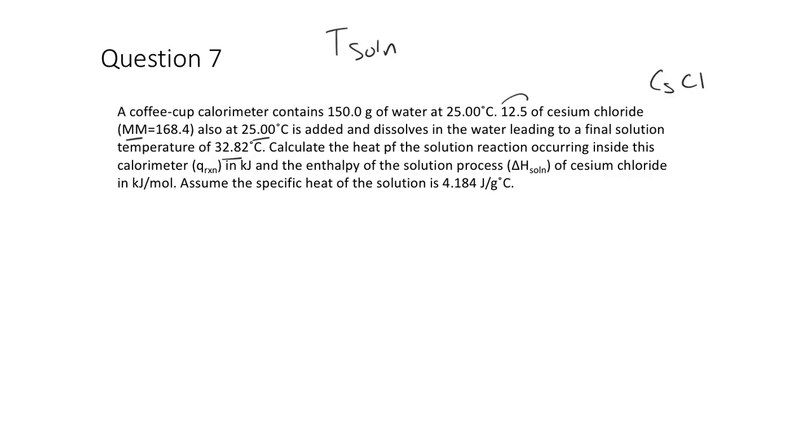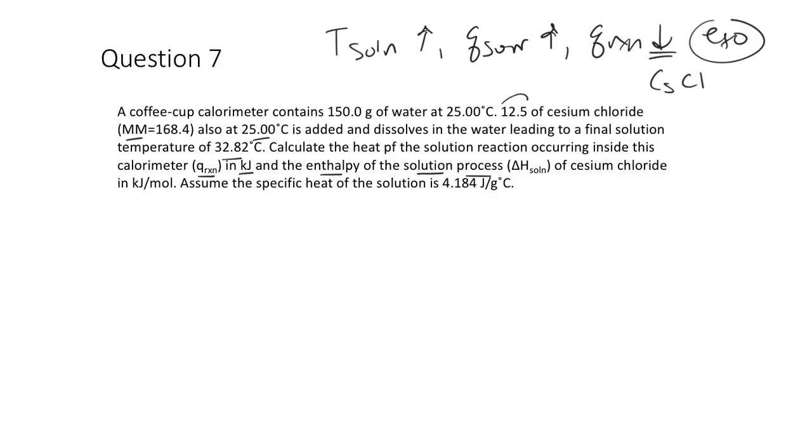The temperature of the solution, which is the surroundings, increases. So the temperature of the surroundings increases, so the heat of the reaction had to drop here. And so this is an exothermic reaction. The sign on delta H should be negative. Calculate the heat of solution of reaction inside this calorimeter. So calculate Q reaction in kJ, and then the enthalpy of the solution process of the compound cesium chloride in kJ per mole. And we're assuming the specific heat of the solution is just that of water, 4.184.